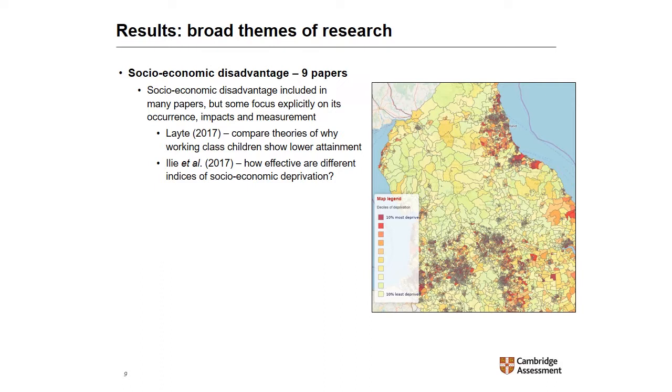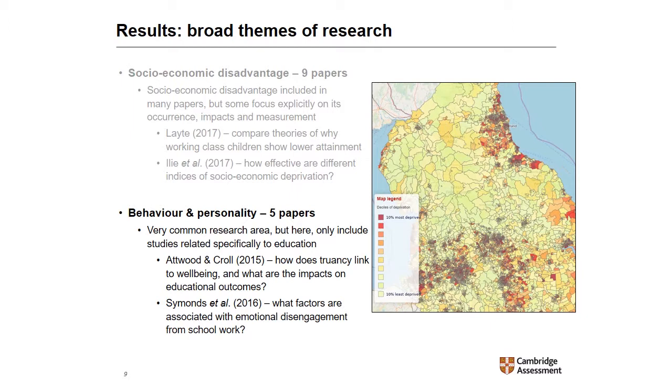The final category was on behaviour and personality. Now, to point out here, this is a very common research area using these kinds of data sets, but because I was trying to relate this to education research, these papers only were those that included behaviour and personality in the context of education. So just for example, Atwood and Kroll looked at how truancy linked to well-being, and then went on to look at how that may impact educational outcomes. And Simmons et al. looked at the factors that may be associated with when young people disengage emotionally from schoolwork.